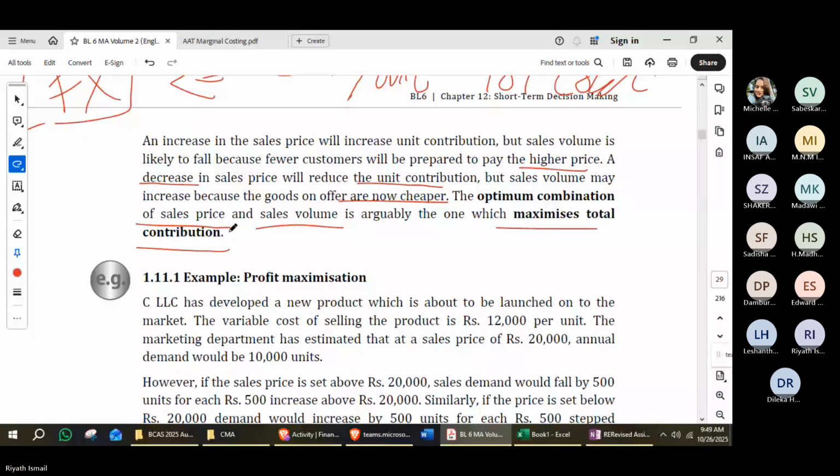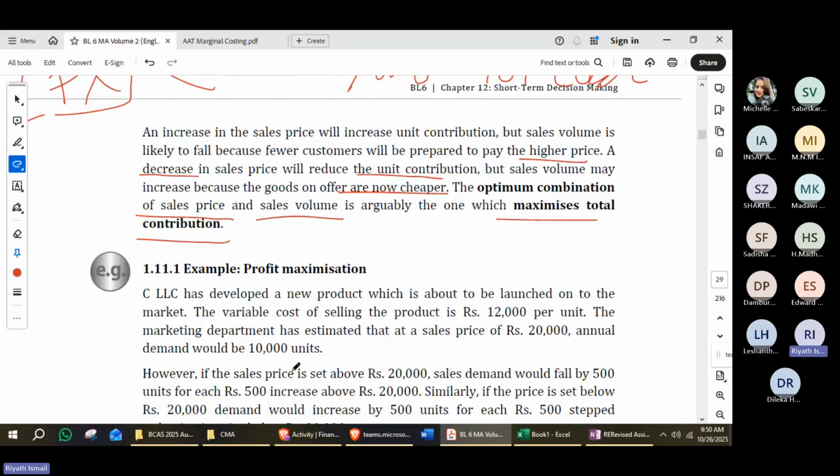Whatever decision you make, the thing is the objective, right? In a short-term decision, you should maximize the contribution. Let's see the profit maximization case.